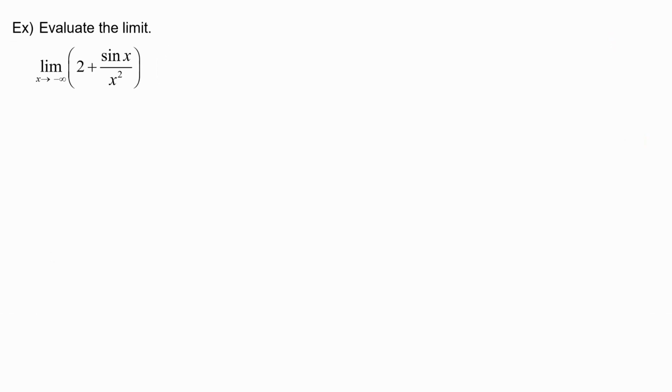Next up, we have to evaluate the limit as x goes to -infinity of the quantity 2 plus sine of x over x squared. I'm going to do my evaluation over here because we're going to have to do a bunch of side work over here. So this will equal the limit as x goes to -infinity of 2 plus the limit as x goes to -infinity of sine of x over x squared.